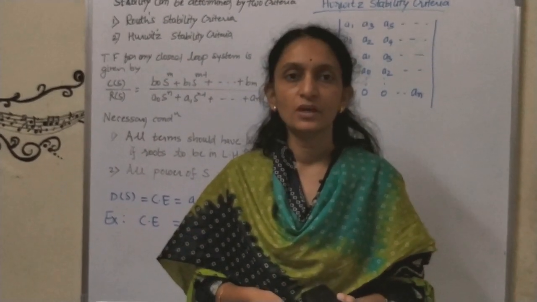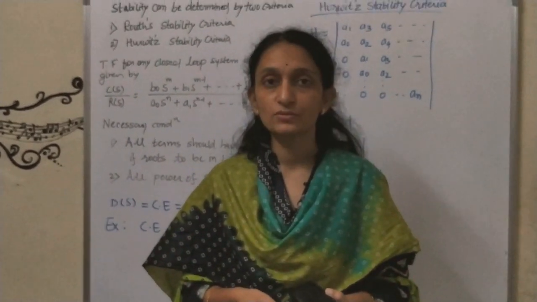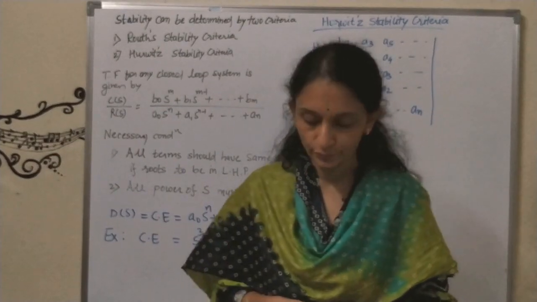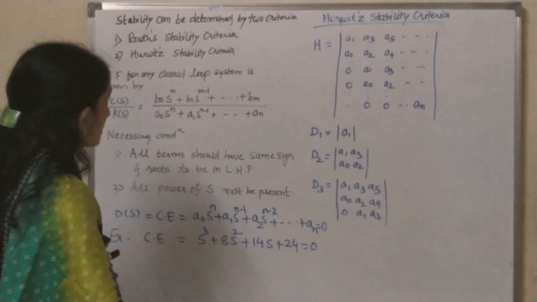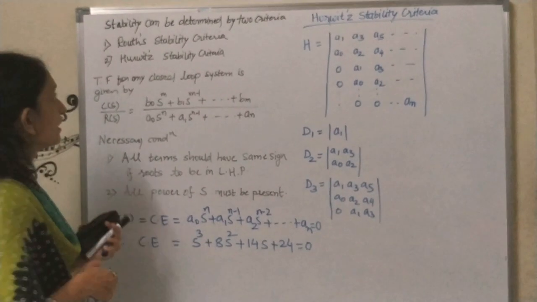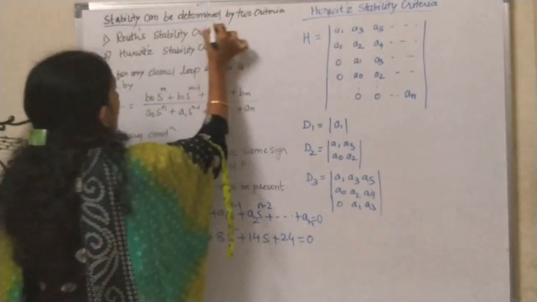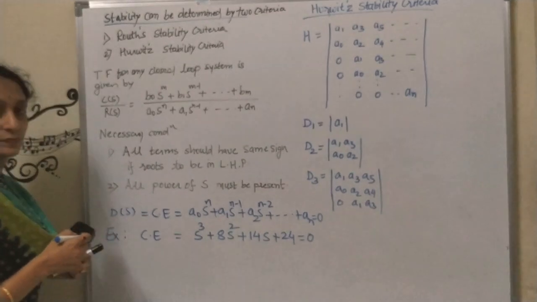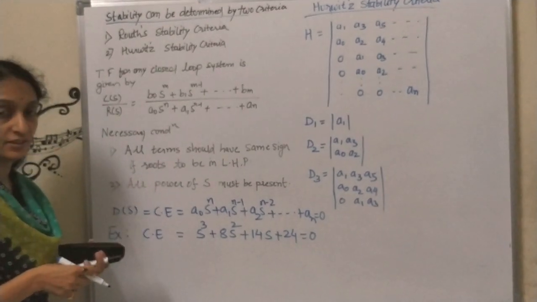Hello students, today we will see the methods to determine the stability. Okay, so look at this. Stability can be determined by two criteria. Number one, Routh stability criteria, and number two, Hurwitz stability criteria.